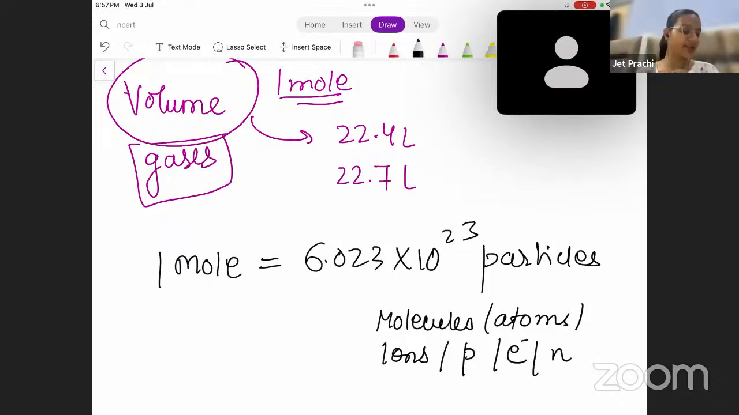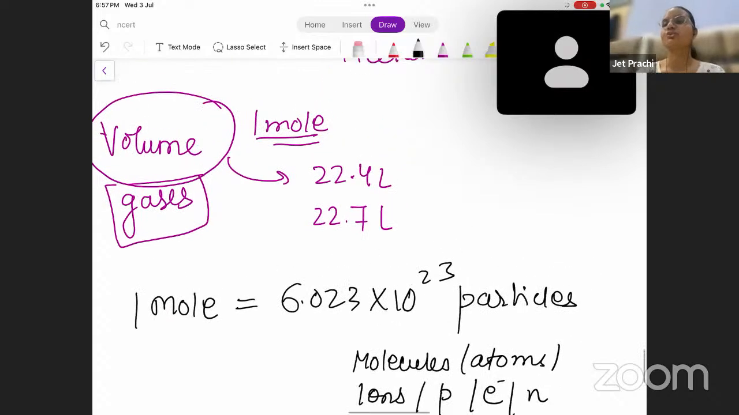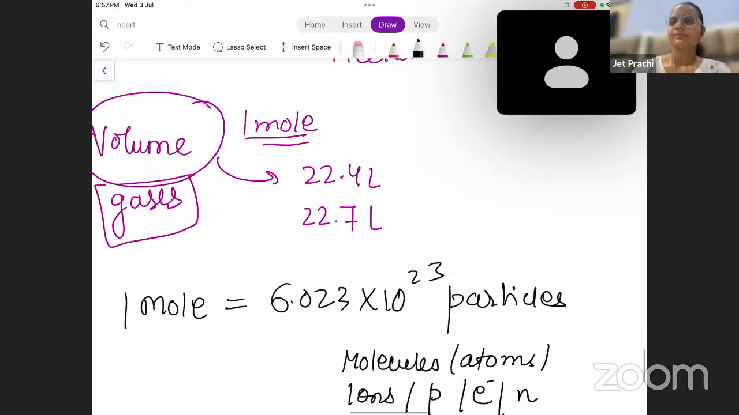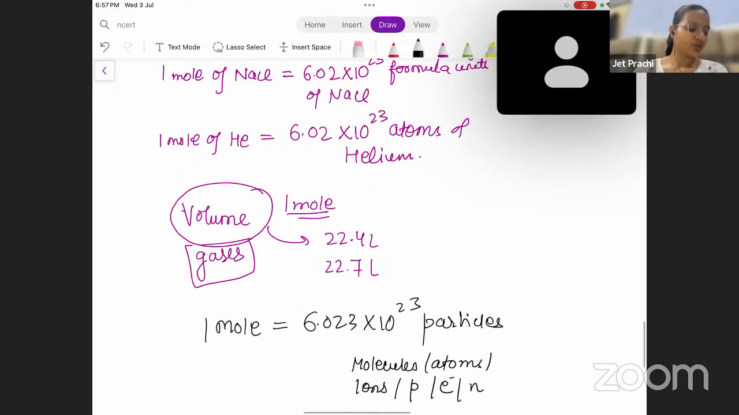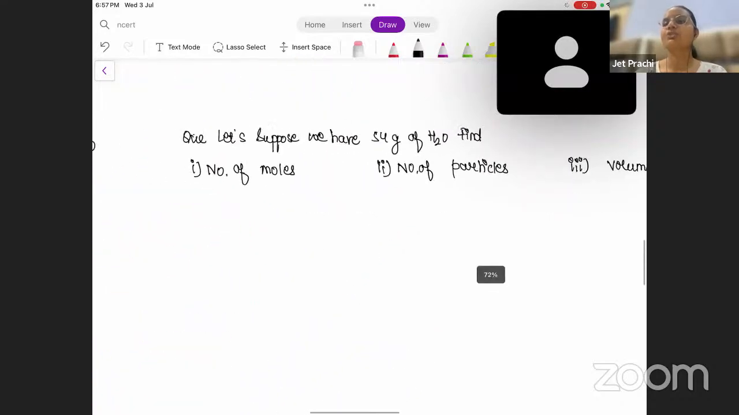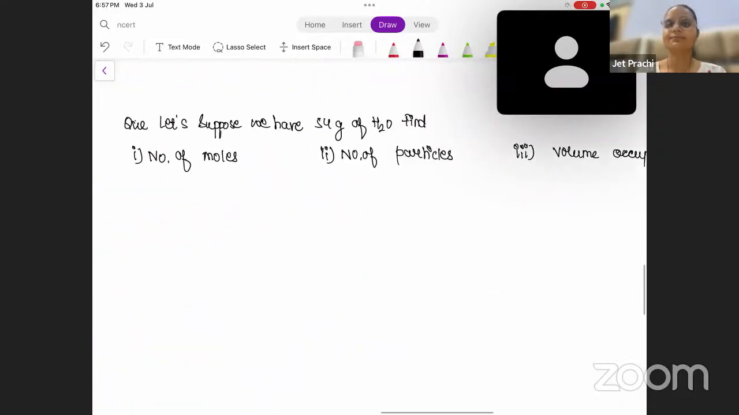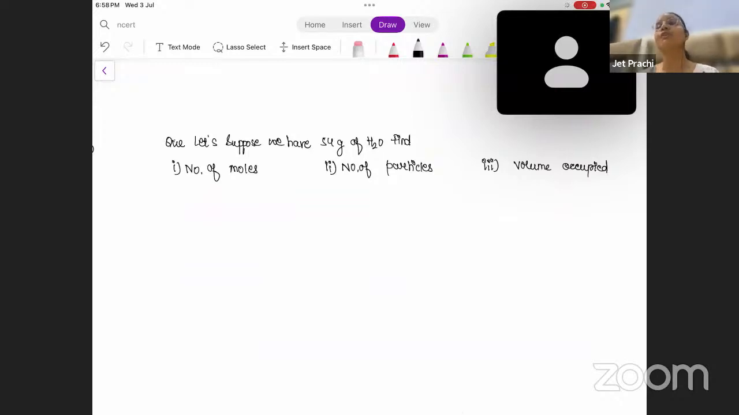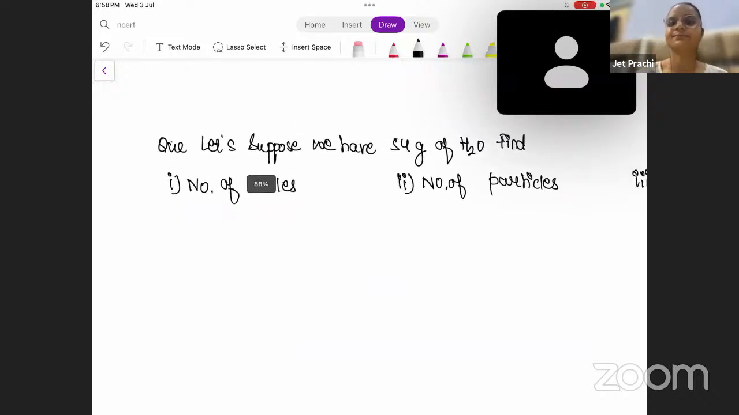So if this is clear to you, now we will move ahead to the type of questions that we can get related to mole, mass, and volume. Yes, if this is clear to you, just quickly type yes, and then we will move ahead with the problems related to moles. So moles is the unit which will be used for specifying the amount of substance.